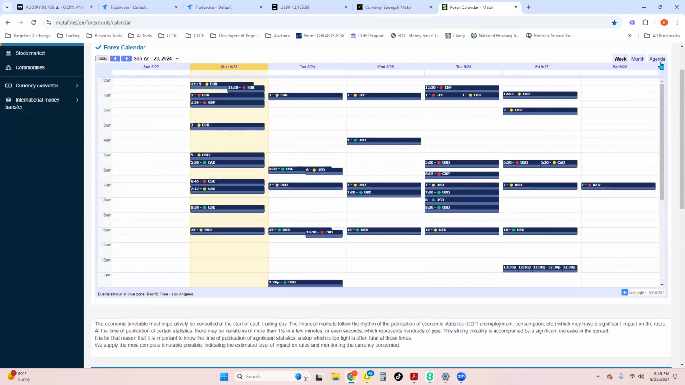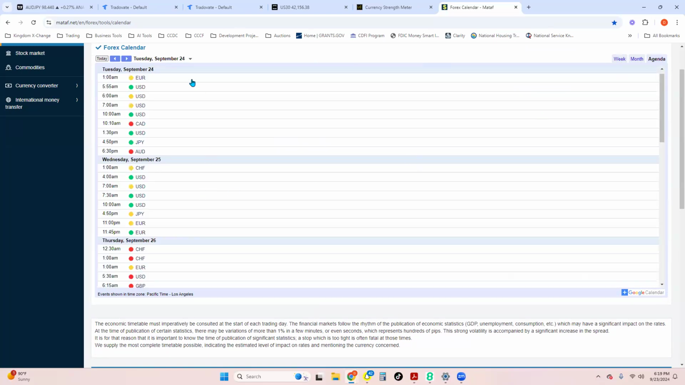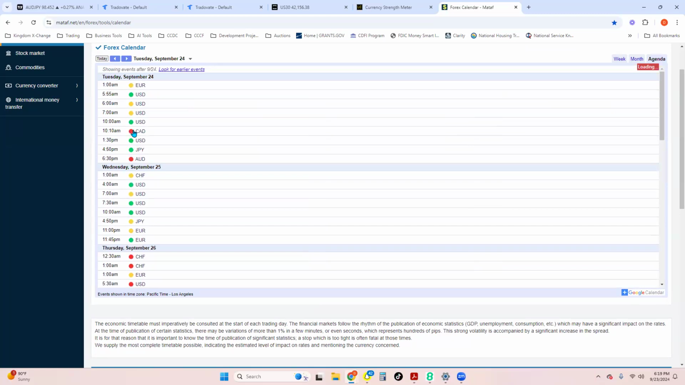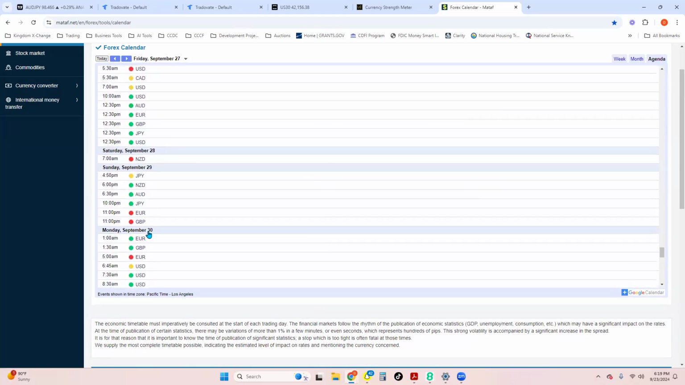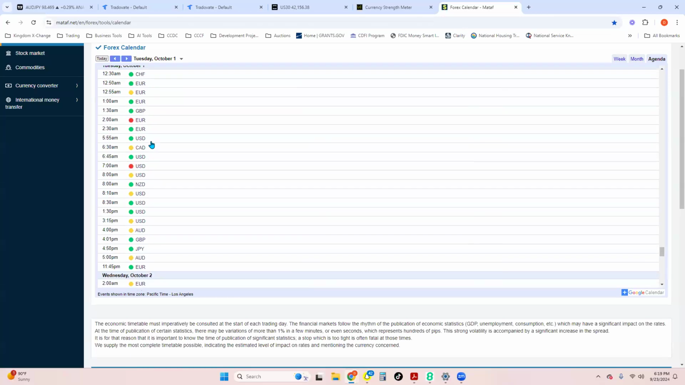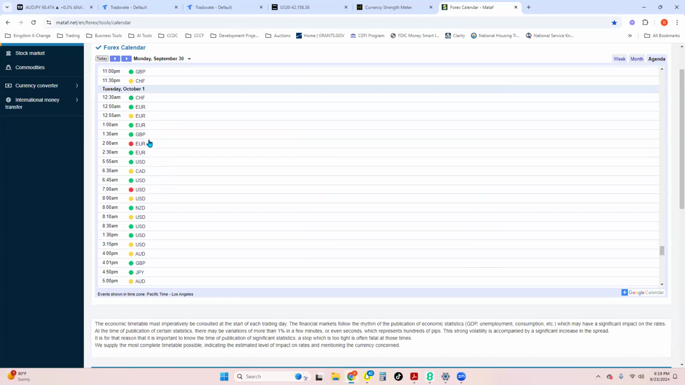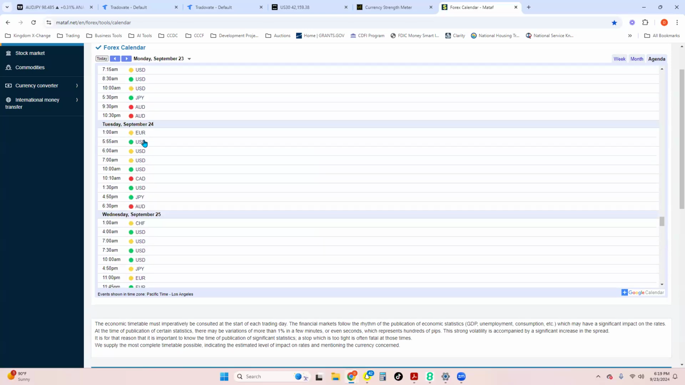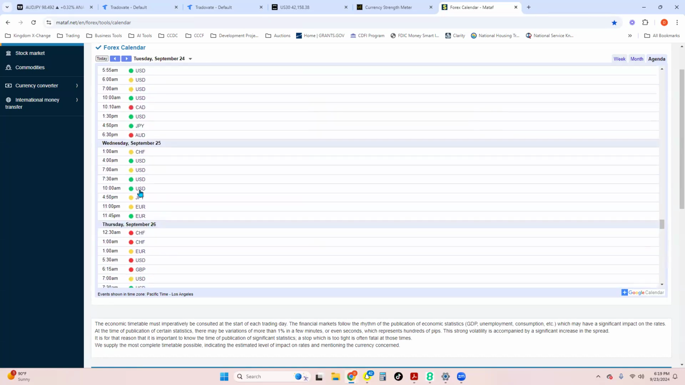You can do a monthly, and then you can also do it just based on the agenda, because this way you can just see the red. You don't have to go through the other format. And I look and say, okay, tomorrow, what's tomorrow? Tomorrow it's some CAD and AUD news that's red that I could benefit off of. So maybe I'll trade some CAD pairs tomorrow.